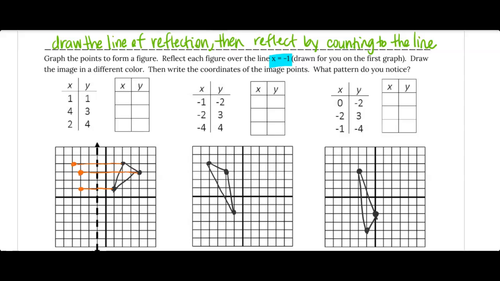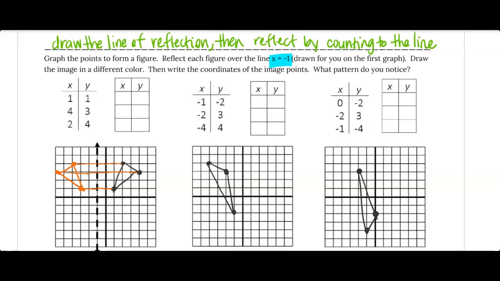Did I count that right? 1, 2, 3, 4, 5. No, I did not. Didn't go quite enough. 1, 2, 3, 4. Here we go. So we graph those points, and we see that reflection with the line in the middle.